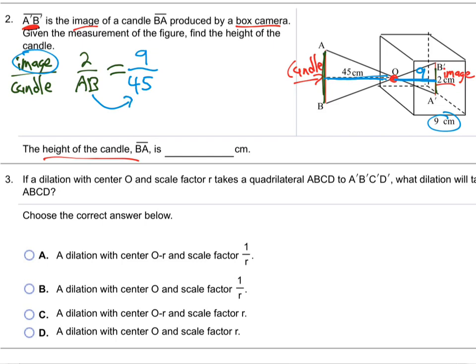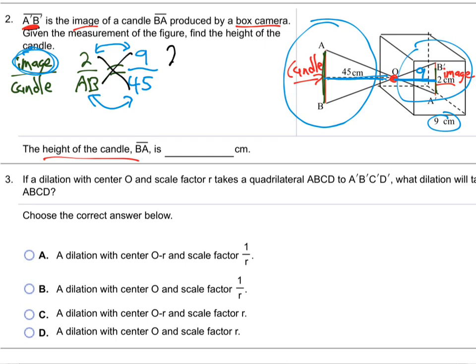See how the AB and the 45 are parts of the original candle and the little triangle made with the original candle, and the 2 and the 9 are the image numbers. They're part of the numbers that come from the little triangle that's part of the image of the candle on the back wall of the little camera box. So we solve that. Those two fractions have to be equal because a size transformation always produces similar shapes. So go diagonal, diagonal.